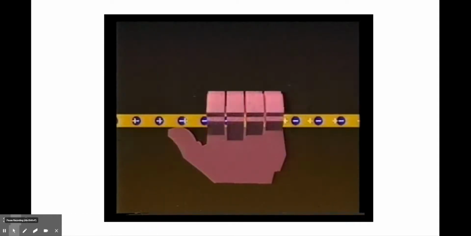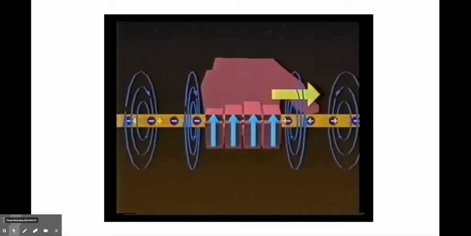Reversing the current means that the thumb must now point in the opposite direction. Although the fingers now curl the other way, they nevertheless indicate the new direction of the magnetic field. Of course, if the flow of charge is interrupted, the magnetic field collapses immediately.